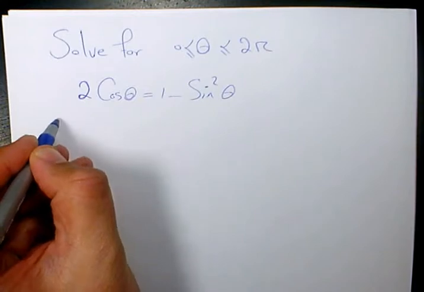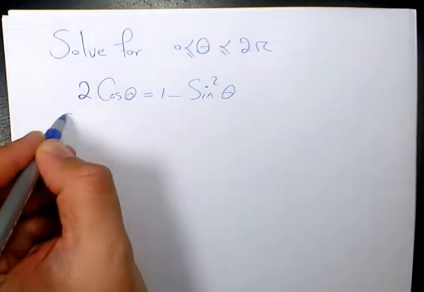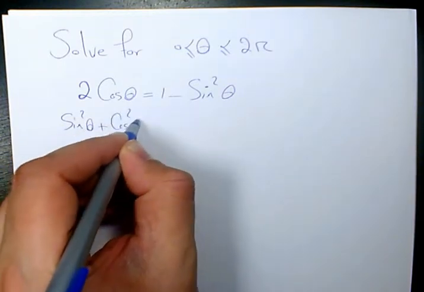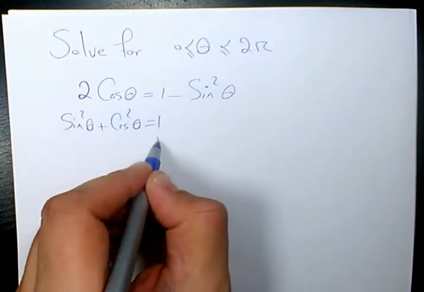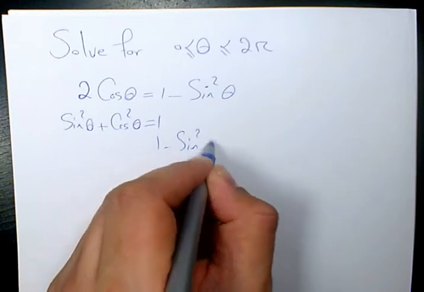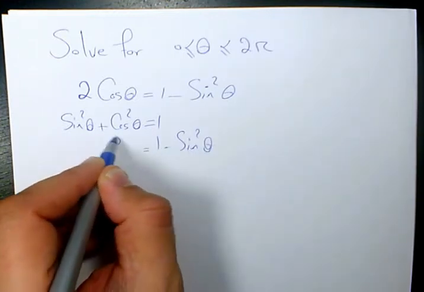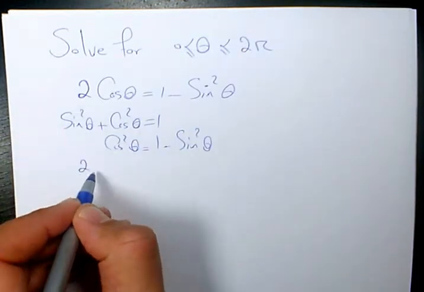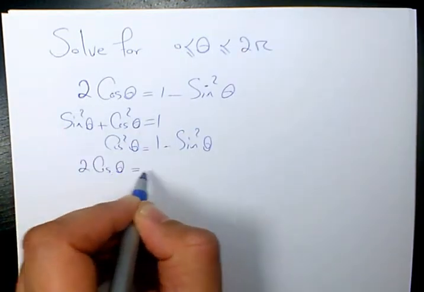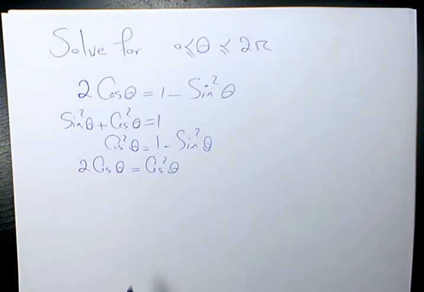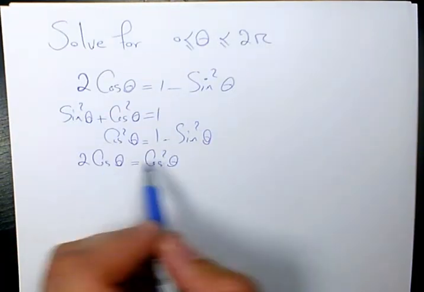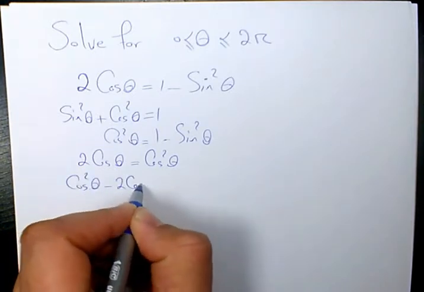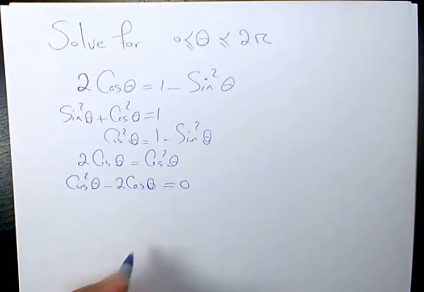How can I do that? I'm going to use trig identities. We know sine squared theta plus cosine squared theta equals 1. So 1 minus sine squared theta will be equal to cosine squared theta. So I'm going to rearrange this equation and write 2 cosine theta equals cosine squared theta. Then I move this one to this side. It's going to be cosine squared theta minus 2 cosine theta equals 0.